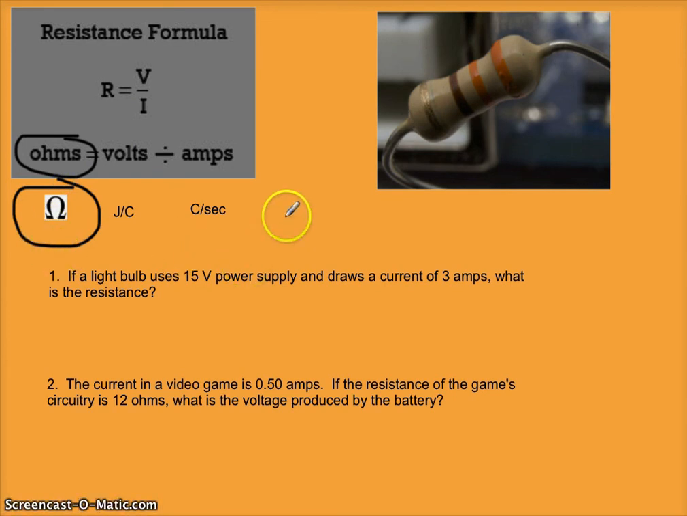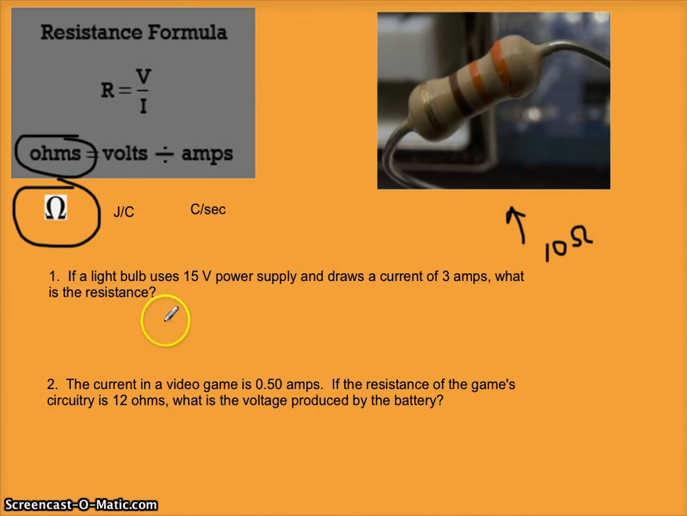A resistor looks something like this. It is a special type of conductor that's used to control the current. They have a specific amount of resistance. For example, this one may be a 10 ohm resistor, and I don't think there's any way I can draw that omega sign very well here, but anyway, that's it.